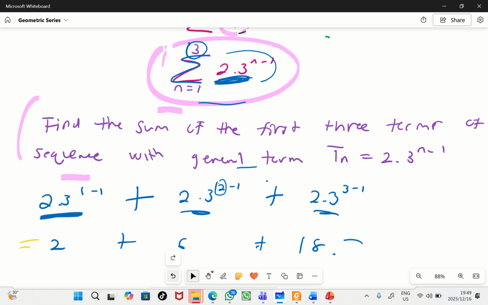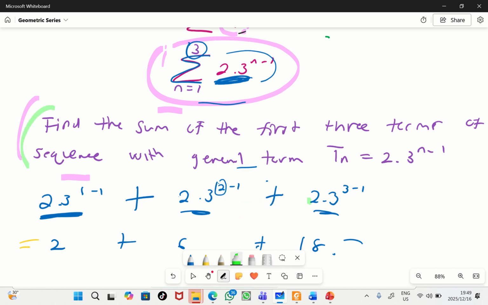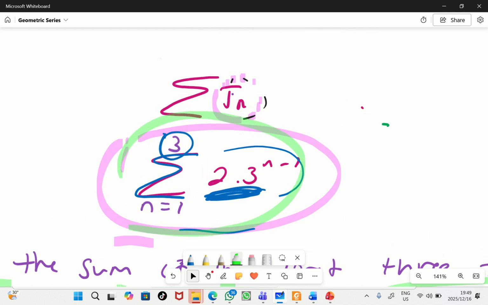Yeah, so I was just saying all of us are happy. I'm gonna come to that, Lama. So I'm saying all of us are happy with the statement that this thing means find the sum of the first three terms of a sequence with general term that. So always just know what a sigma notation comes like this.